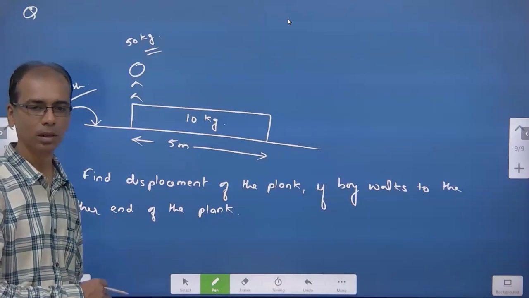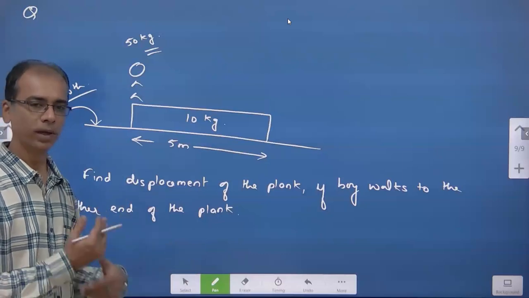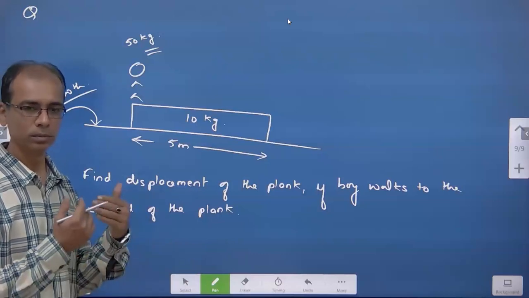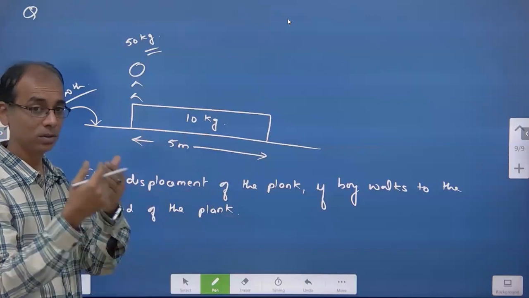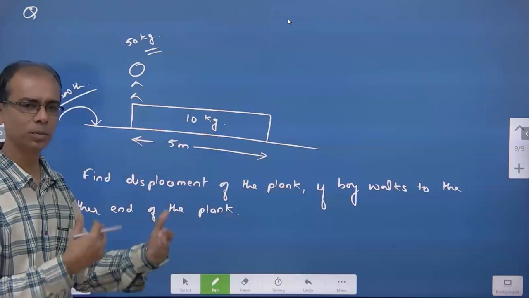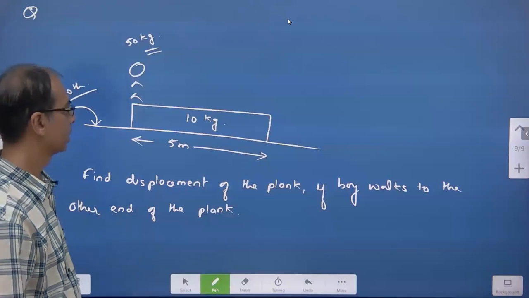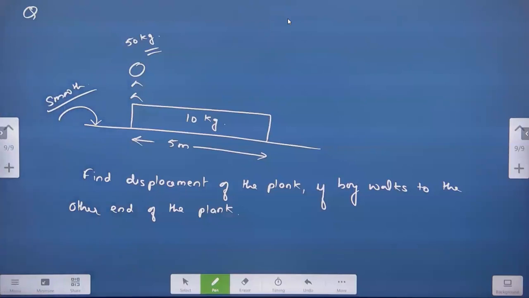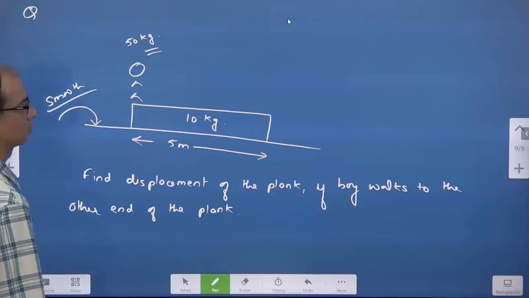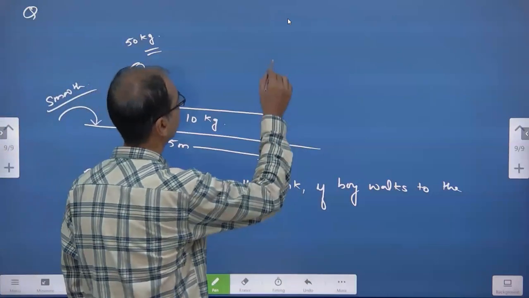Okay, like the initial position of center of mass is 0. Final also will be 0. So, the motion of the boy, mass into displacement of the boy on one side equal to mass into displacement of the plank on the other side. Just put it into that and solve it. Okay, and give me the answer. We all know the answer, okay?